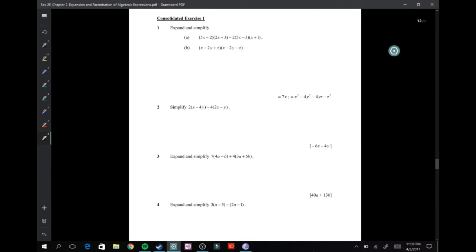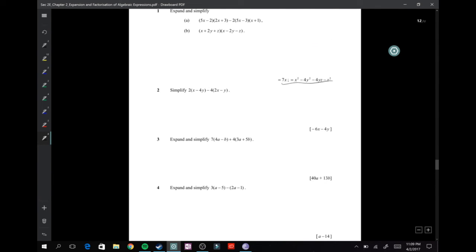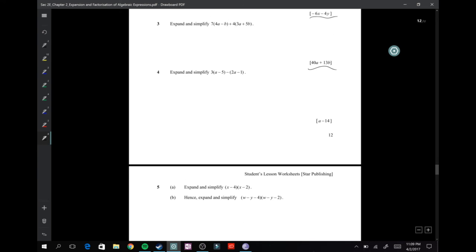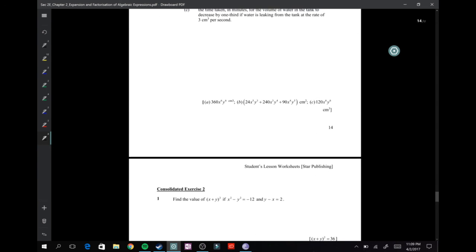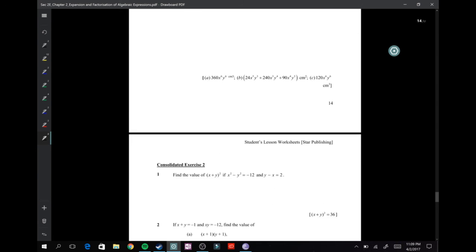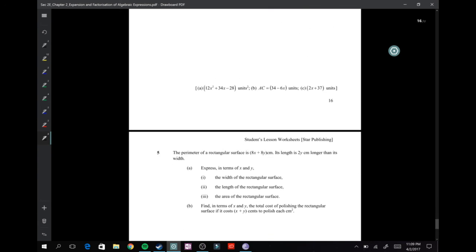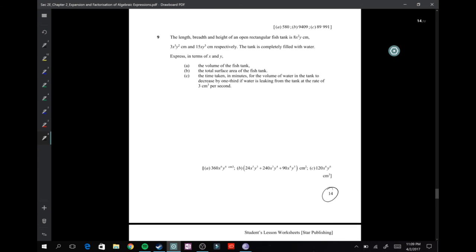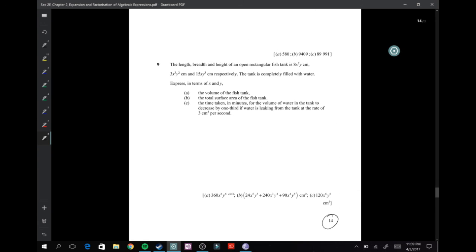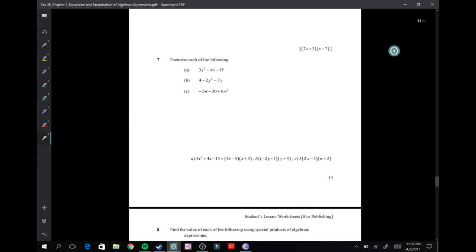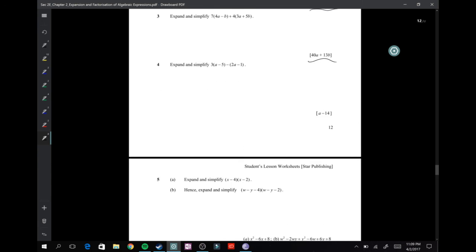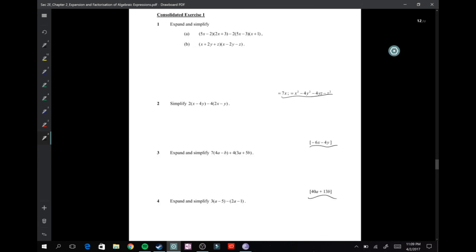Now for these questions, you all can try. The answers are here, they should be correct. You all can try up to page 14. Then we can go through that in class when we come back together. Let me just double check. Yes, you should be able to do up to page 14 if you want to try as practice.